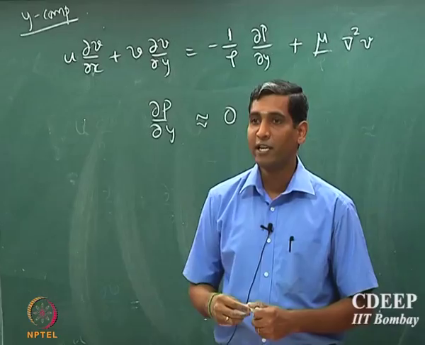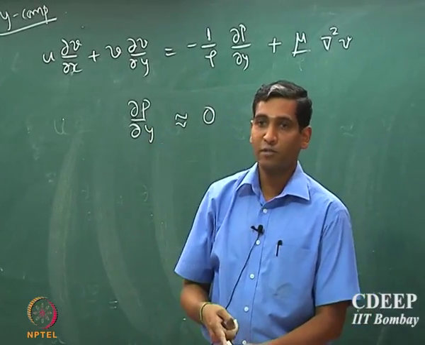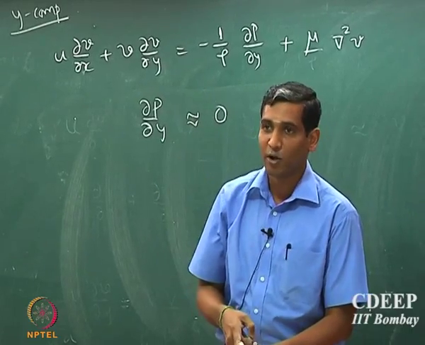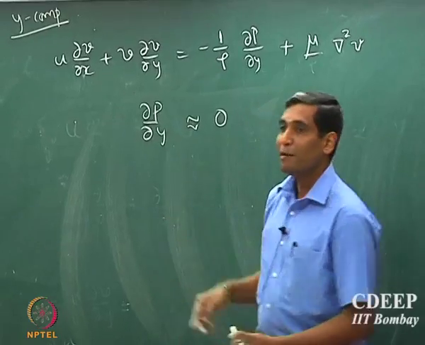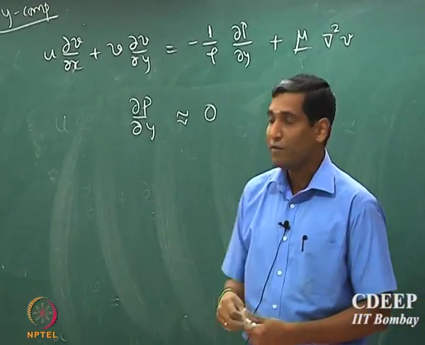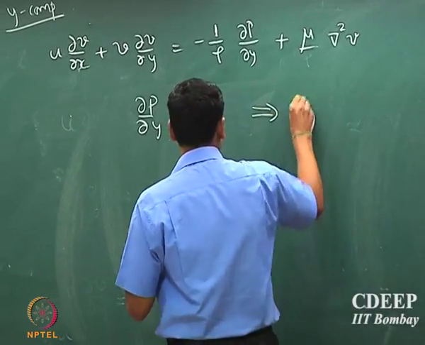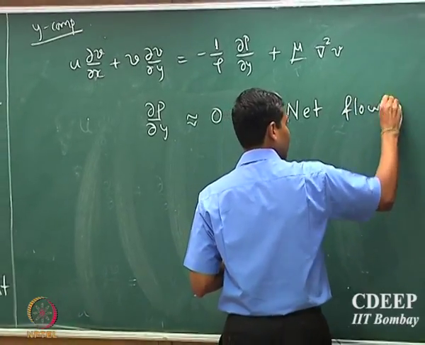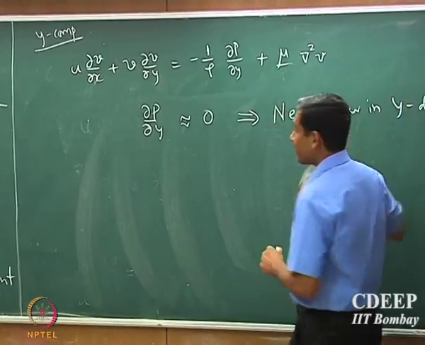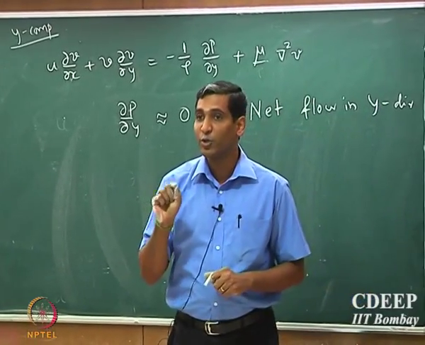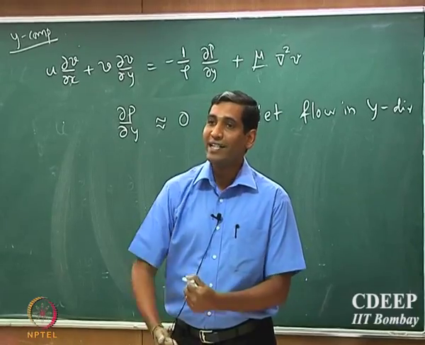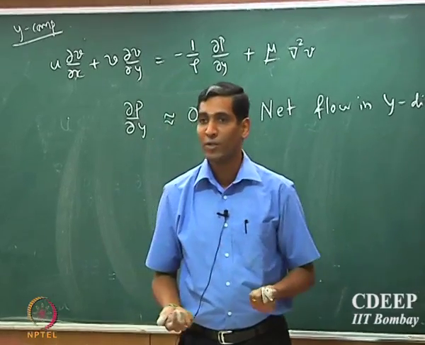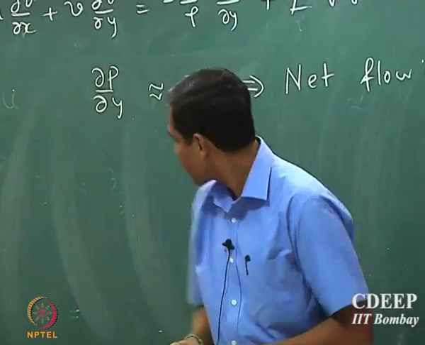If you expect that the pressure change in the y direction remains constant, then you expect that the pressure gradient is 0, which means that there is no net flow. Remember that it's only a net flow. This does not mean that the y component velocity is 0. It only means that there is no net flow of the fluid in the y direction. The primary direction of flow is in the x direction.